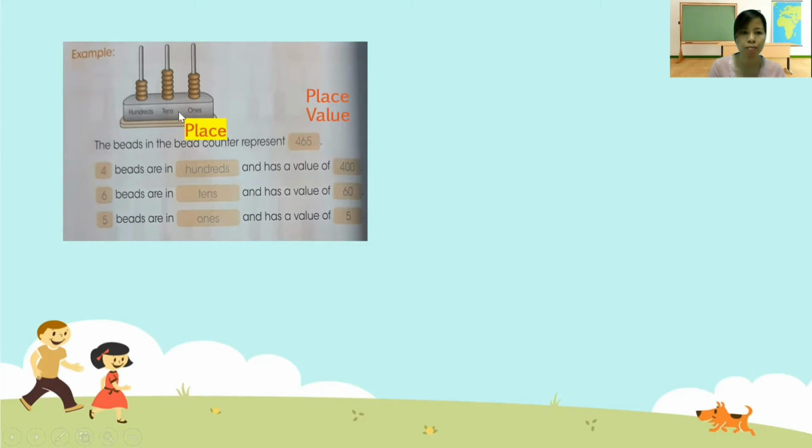Next, in the place of tens, we have 1, 2, 3, 4, 5, 6 beads. And it's in the tens place, therefore, its value is 60. The place value of 6 is 60. Then in the ones, we have 1, 2, 3, 4, 5. 5 beads are in ones, therefore it has a value of 5. So that is the representation of 465.